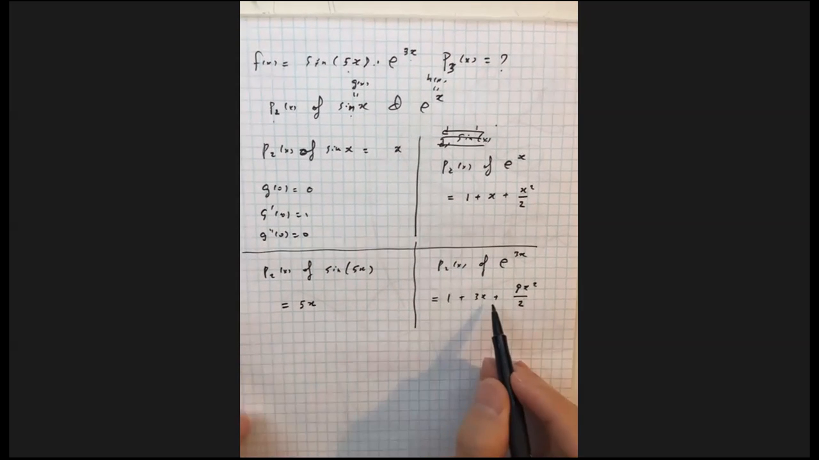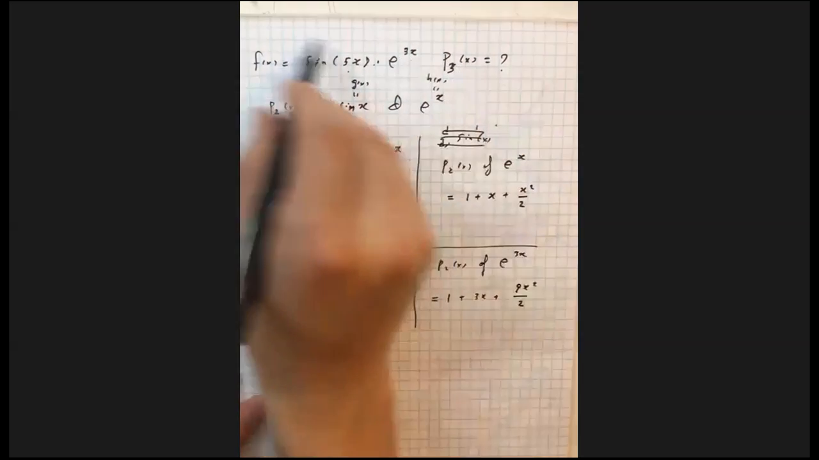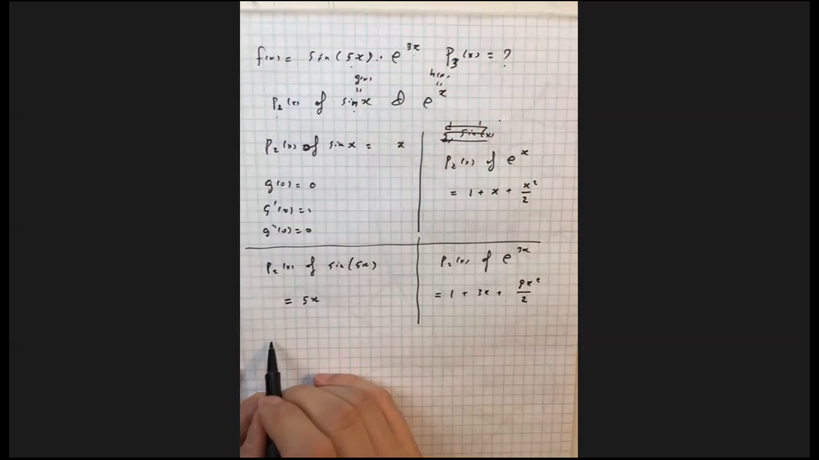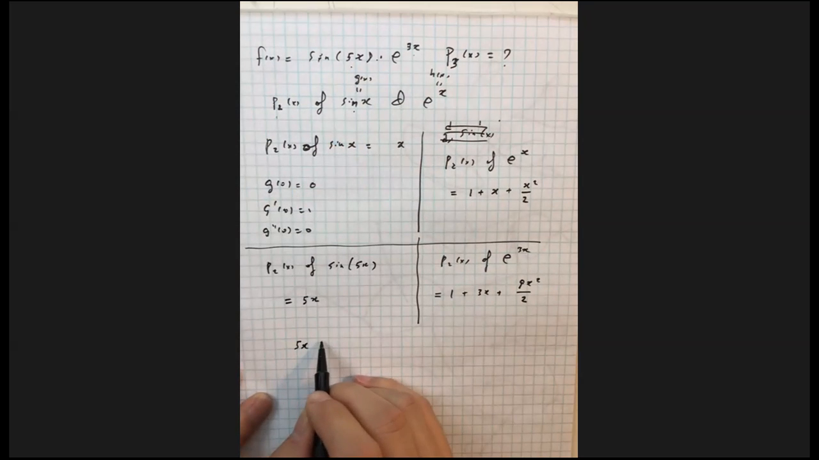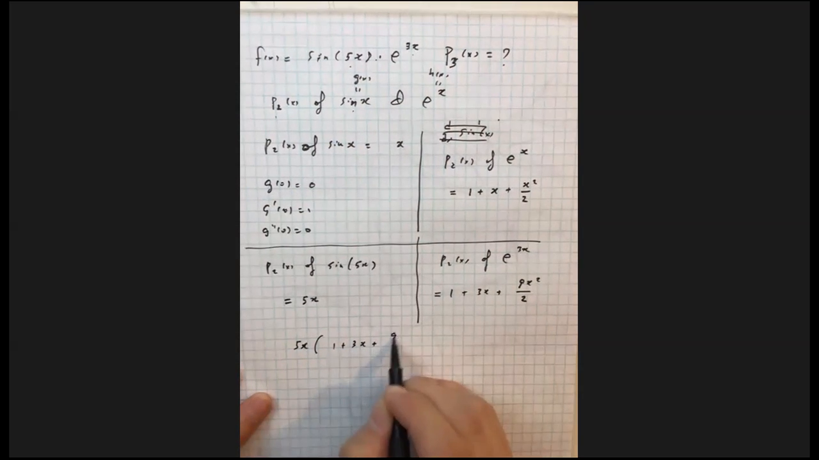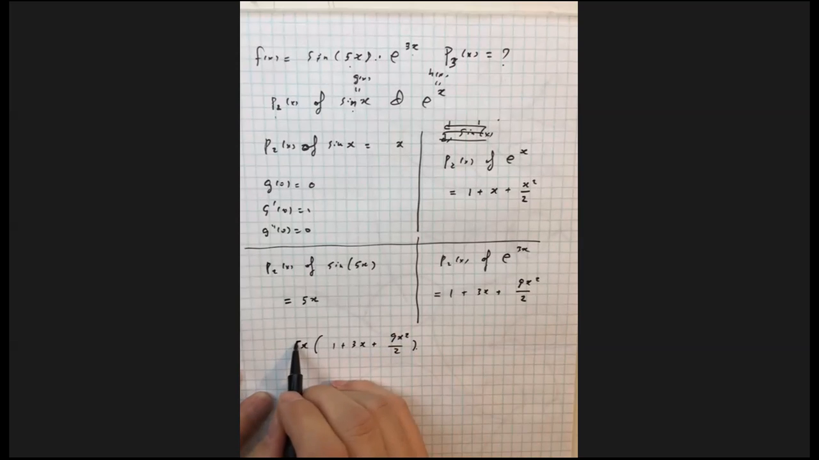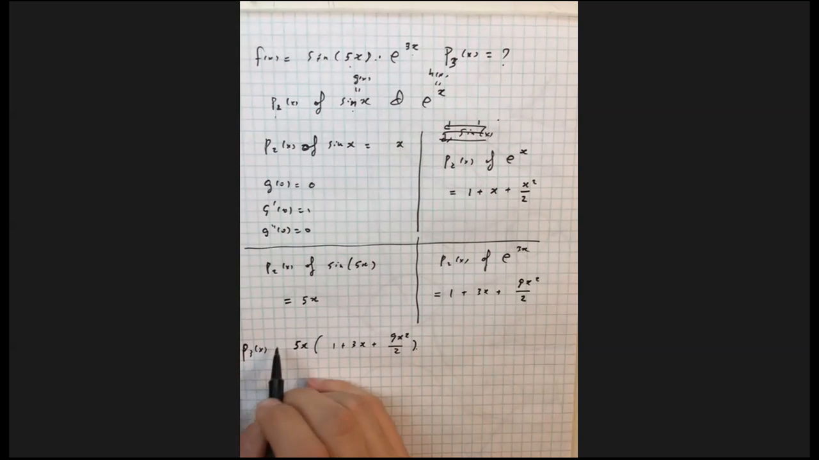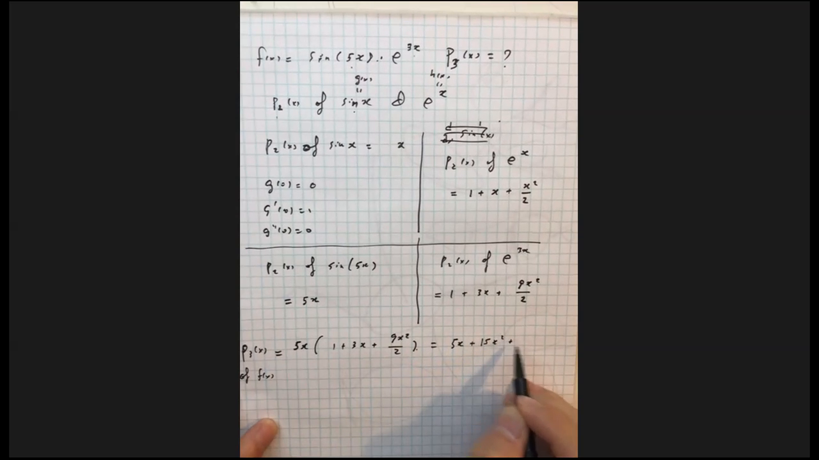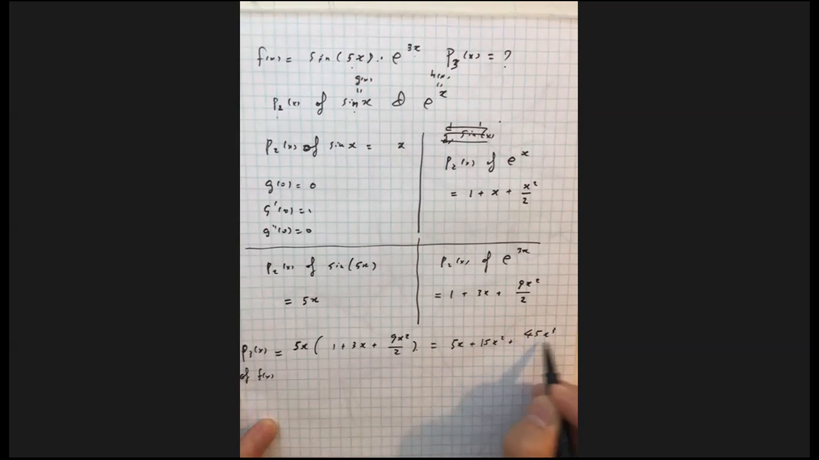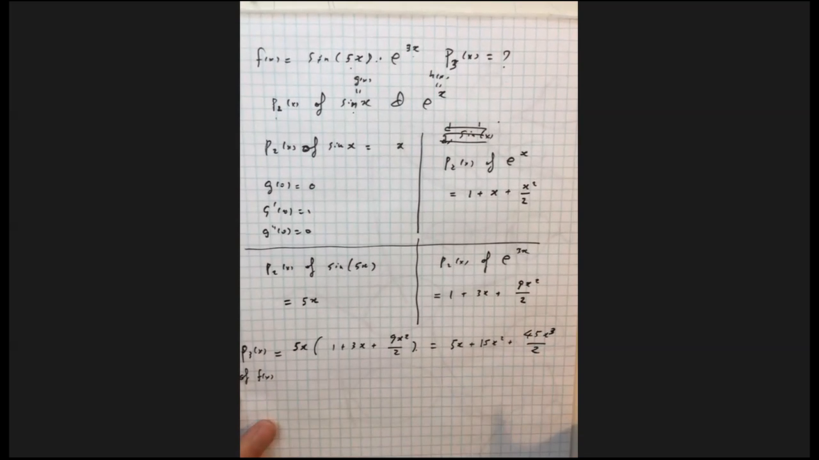Together with these, we can compute the P3(x) of this combined function by multiplying these two together. So we know that the P3 polynomial of f(x) is given by 5x times 1 plus 3x plus 9x squared over 2. And the P3(x) of f(x) is equal to this, which equals 5x plus 15x squared plus 45x cubed over 2. And that's how you compute something like this. Does it make sense?